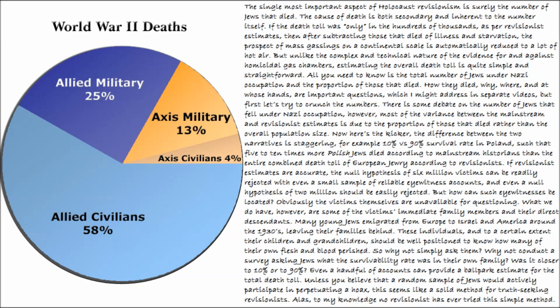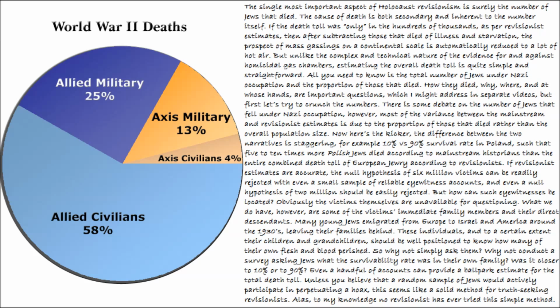But unlike the complex and technical nature of the evidence for and against homicidal gas chambers, estimating the overall death toll is quite simple and straightforward. All you need to know is the total number of Jews under Nazi occupation and the proportion of those that died. How they died, why, where, and at whose hands are important questions, which I might address in separate videos. But first, let's try to crunch the numbers.